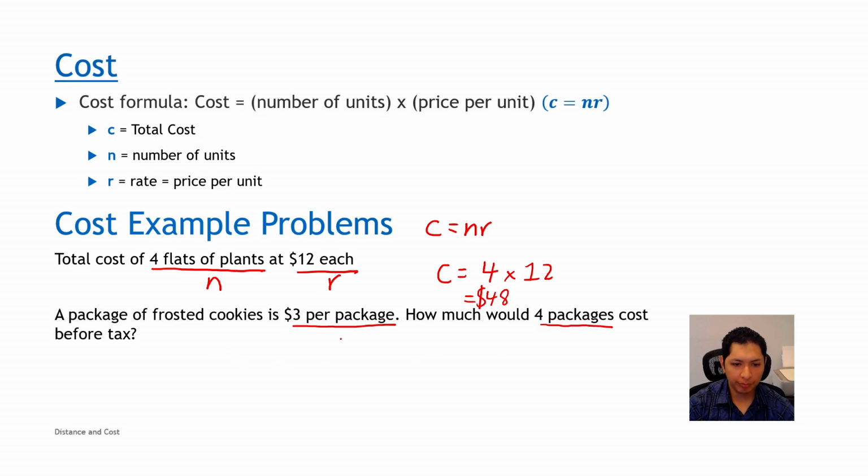So $3 per package is the rate. And for the cost formula, the rate is pretty easy to identify. It's the one with the dollar symbol, right? And 4 packages is the number of units.